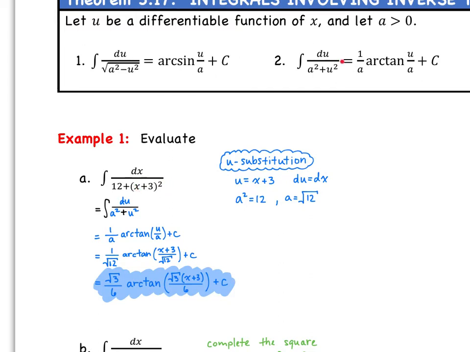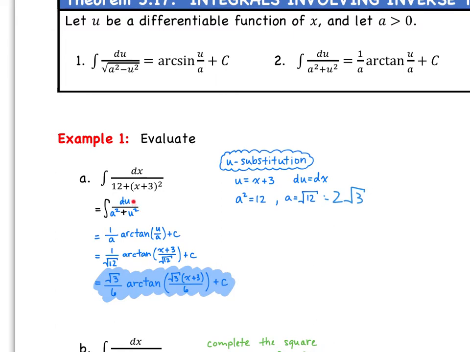So this kind of looks like part 2 up here where we're dealing with arctangent. So if we do a u substitution and let u be x plus 3, because that's our variable, all right, then du, taking the derivative of that, is simply just dx. If we let a squared be 12, then a is simply the square root of 12, which we could simplify even further if we wanted to be 2 root 3.